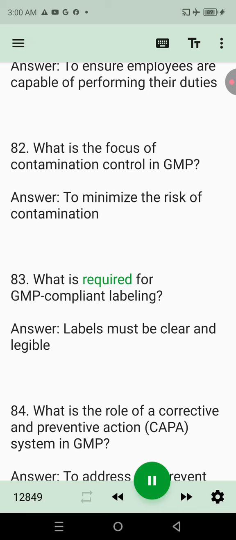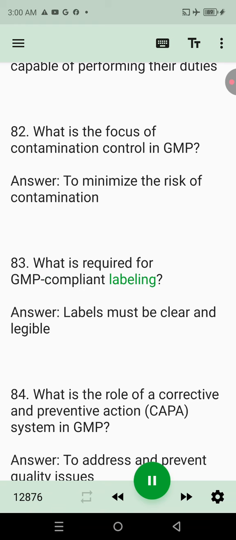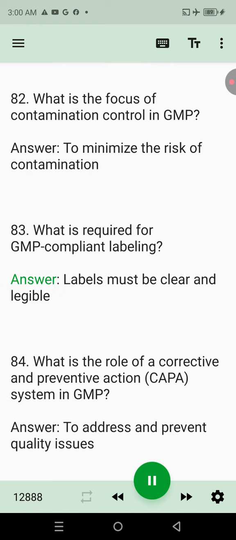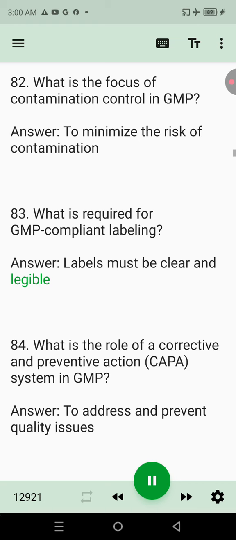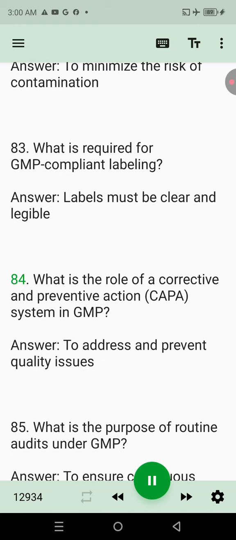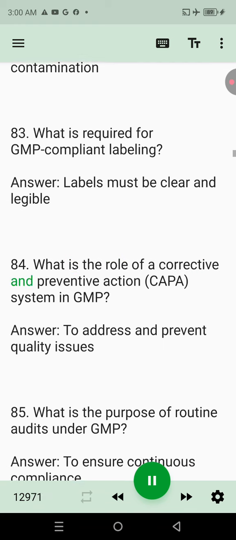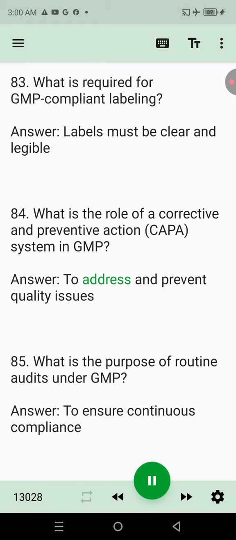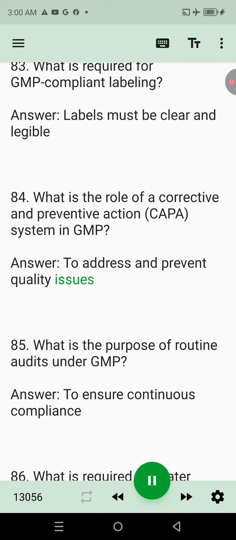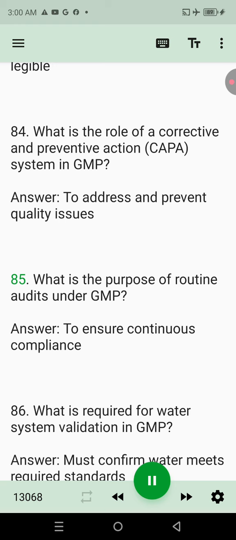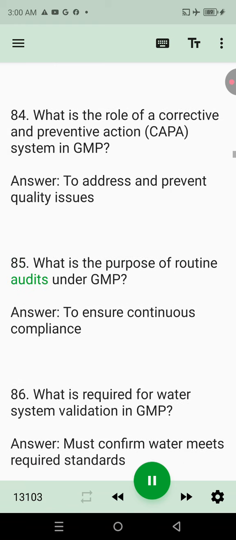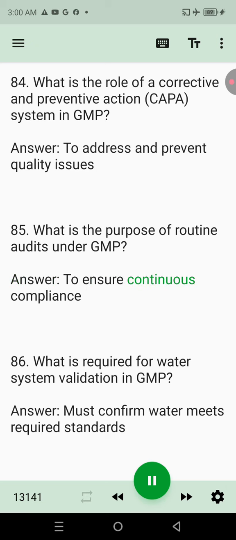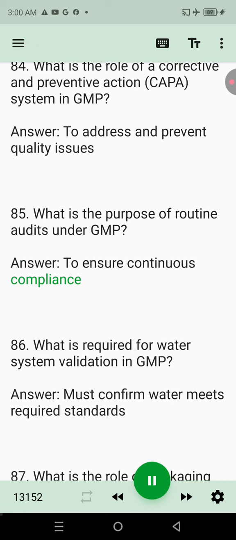83. What is required for GMP-compliant labeling? Answer: Labels must be clear and legible. 84. What is the role of a corrective and preventive action (CAPA) system in GMP? Answer: To address and prevent quality issues. 85. What is the purpose of routine audits under GMP? Answer: To ensure continuous compliance.